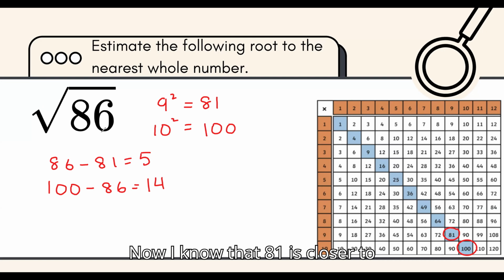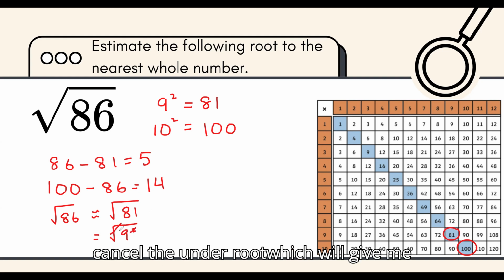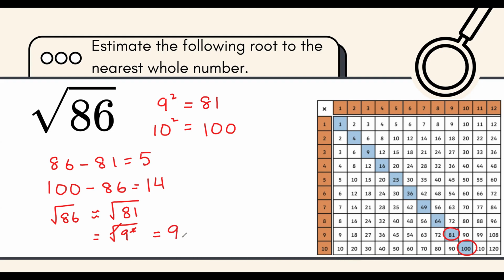Now I know that 81 is closer to 86 because the difference between 86 and 81 is 5. However, the difference between 100 and 86 is 14. So that means that I can round the square root of 86 to the square root of 81. And now I know that 9 times 9, or 9 squared, is 81. So I'm going to write it as equal to the square root of 9 squared, and this square will cancel the square root, which will give me 9.